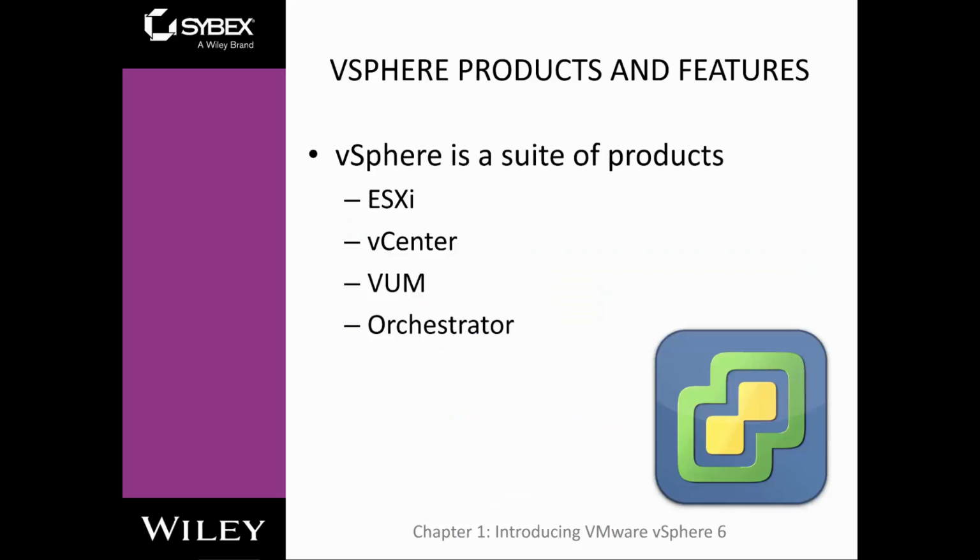vSphere has a few products that we need to talk about. ESXi and vCenter are the big ones. They have the VUM and the orchestrator. But again, we're talking mainly about ESXi and vCenter.